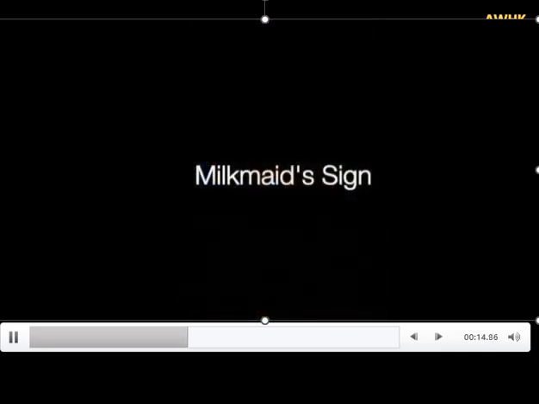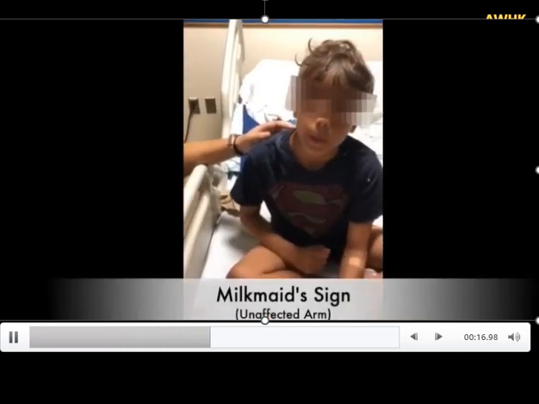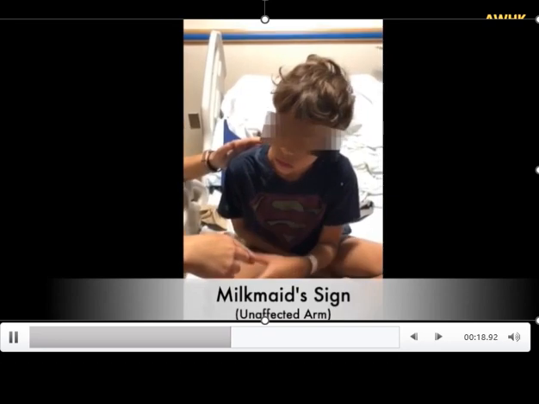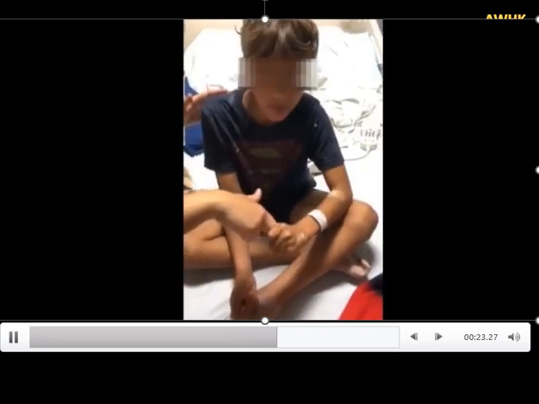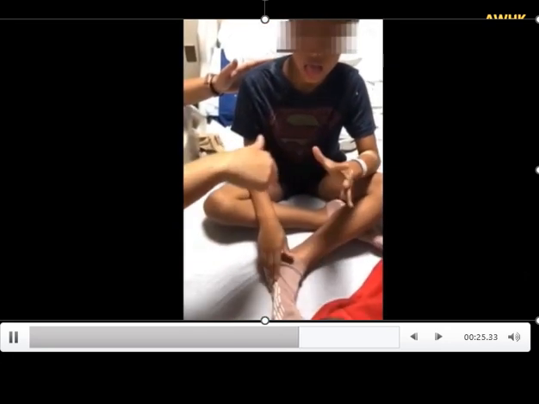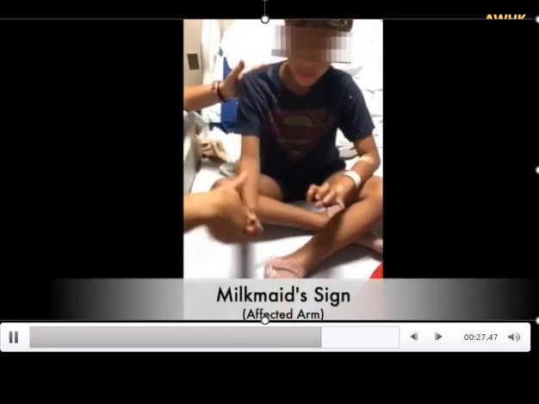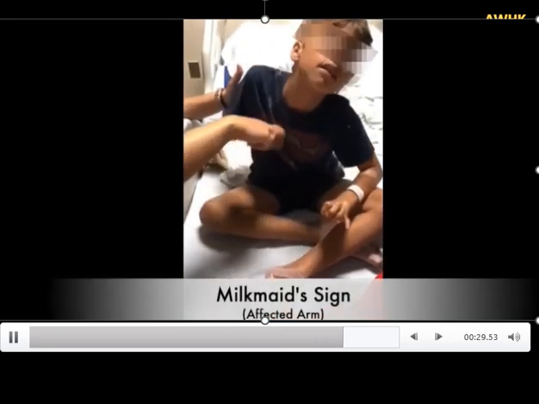And here the milkmaid sign is again visible. On the unaffected arm, the child is holding it properly. Look, on the right side the child is not able to move. And this is the milkmaid sign, the classic milkmaid sign.